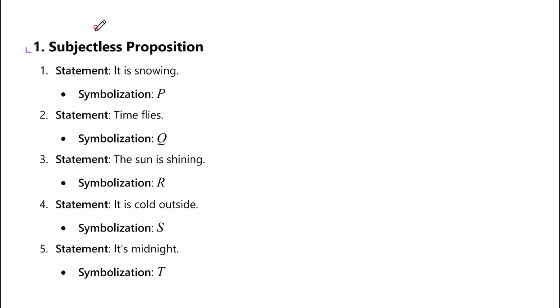One is the subjectless proposition. In a subjectless proposition, there is no subject. So, it is snowing, but where? It is snowing in Kashmir, we don't know. Where it is snowing, we don't know. So it is a subjectless proposition. They will ask us to identify it, so we have to state that it is a subjectless proposition, and they'll also tell us to symbolize it, both.